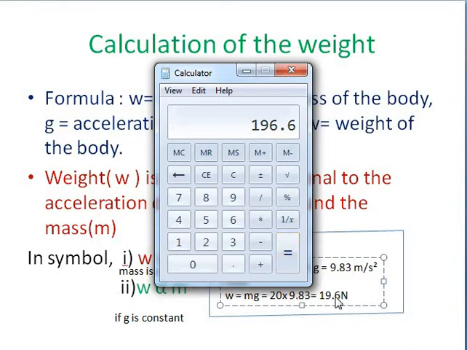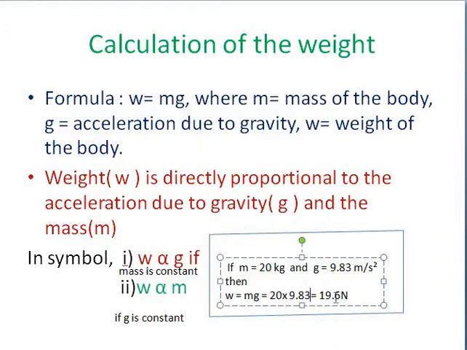Okay, this calculation was a mistake. Once more we do this. 20 times 9.8 equals 196. Sorry, this is not point here. If m is 20 kg, g is 9.8 meter per second square, then w is equal to mg, and the value is 196 newtons.